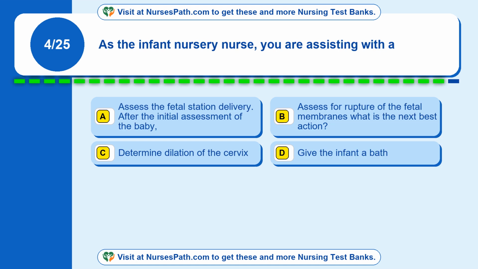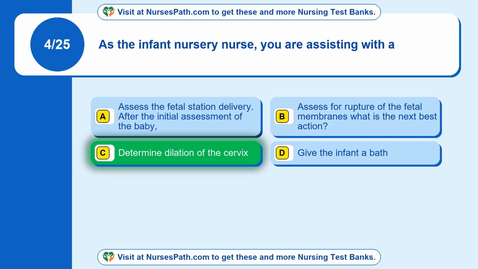Question 4. As the infant nursery nurse, you are assisting with a delivery. Option A. Assess the fetal station. After the initial assessment of the baby, what is the next best action? Option B. Assess for rupture of the fetal membranes. Option C. Determine dilation of the cervix. Option D. Give the infant a bath.